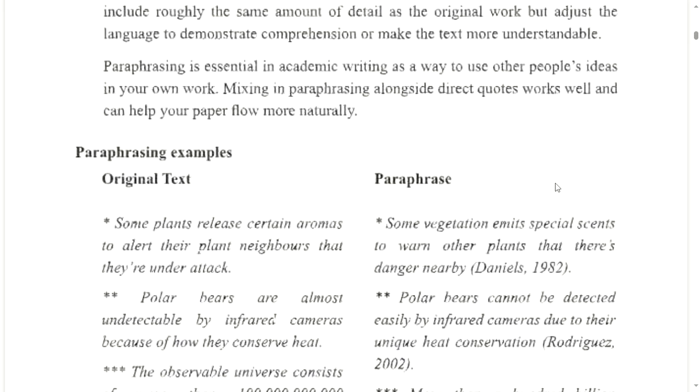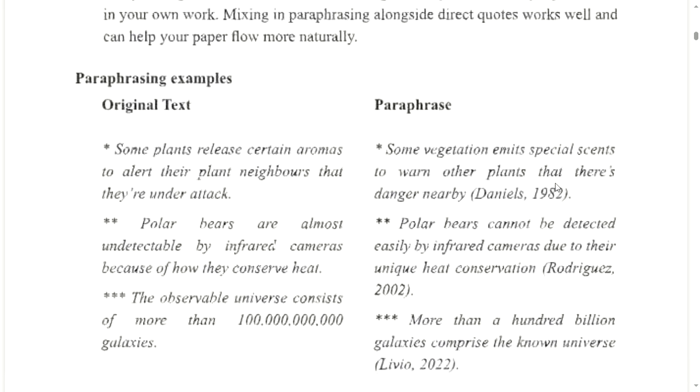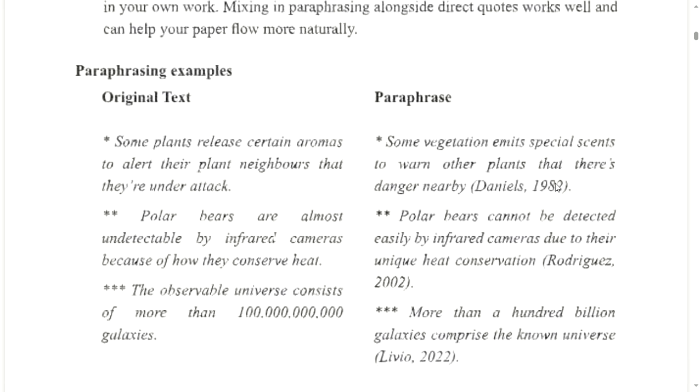Polar bears are almost undetectable by infrared cameras because of how they conserve heat. Polar bears cannot be detected easily by infrared cameras due to their unique heat conservation. Rodriguez, 2002. The observable universe consists of more than 1,000,000,000,000 galaxies. More than 100 billion galaxies comprise the known universe. Levio, 2022.